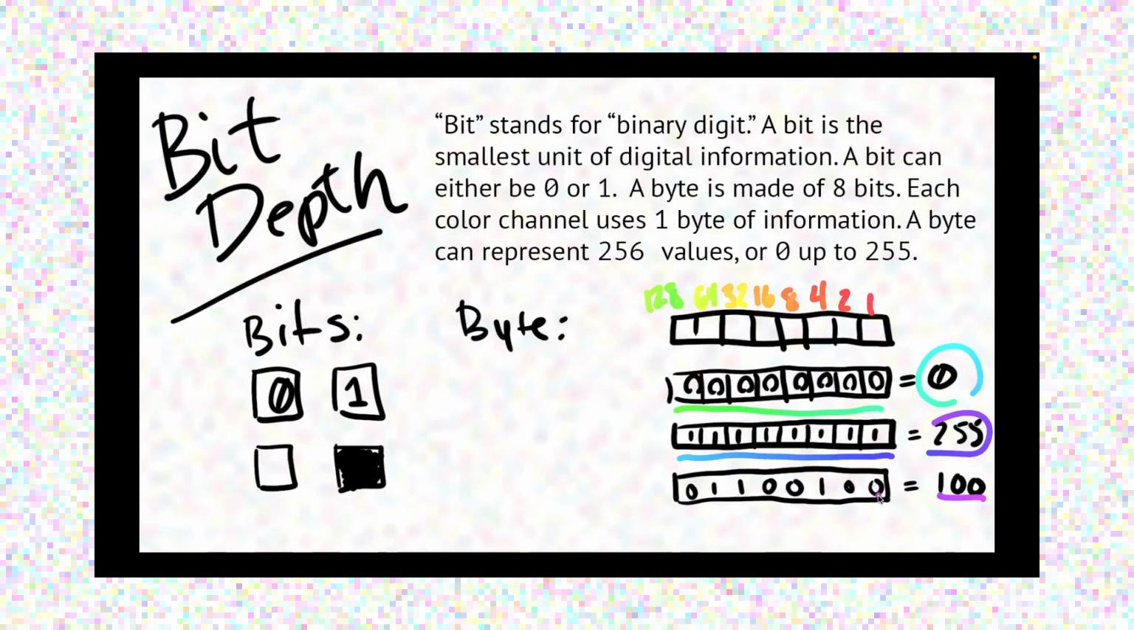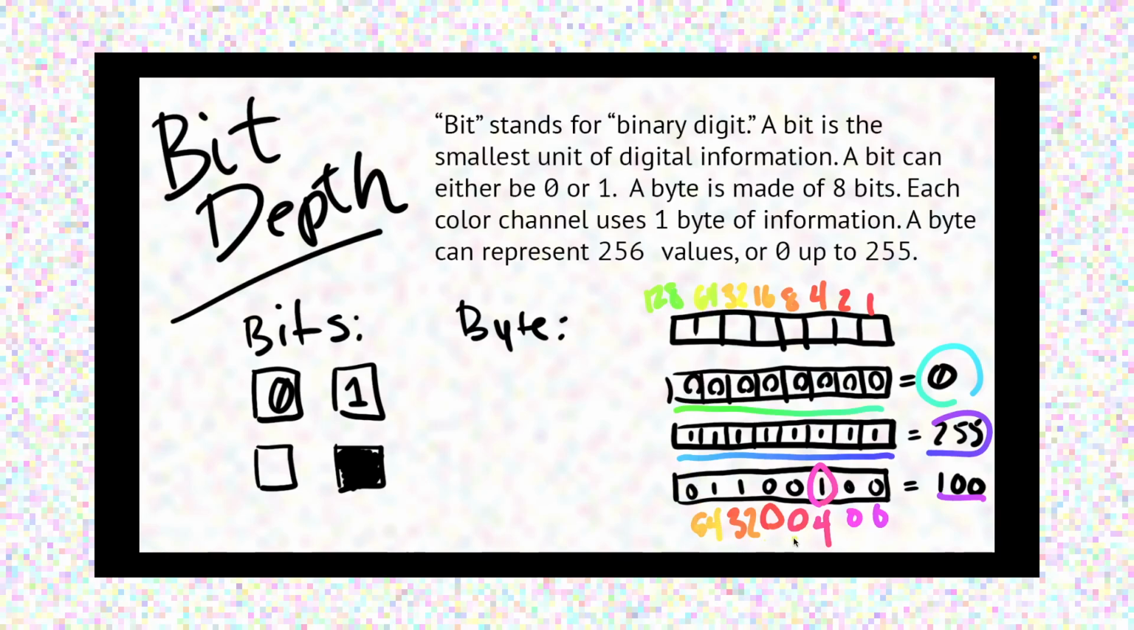So 1 is 0, so that's 0. 2 is 0, that's also 0. 4 is our first 1, so that's 4. Then 8 is 0. 16 is 0. 32 is 0. 32 is 1, so we get 32 there. 64 is 1, so we get 64 there. And then 128 is 0.